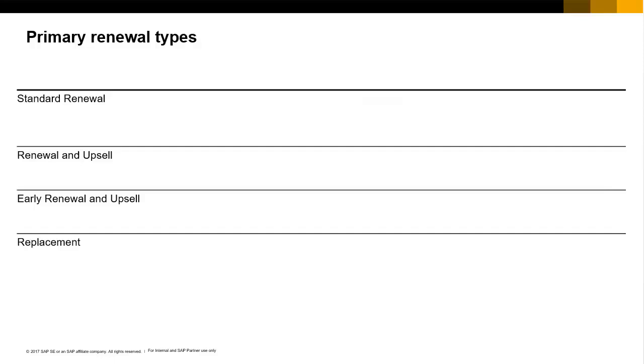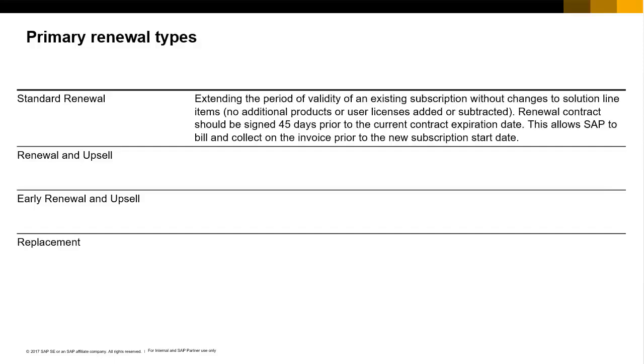Standard renewal. Extending the period of validity of an existing subscription without changes to solution line items. Renewal contract should be signed 45 days prior to the current contract expiration date. This allows SAP and you as a partner to bill and collect on the invoice prior to the new subscription start date.